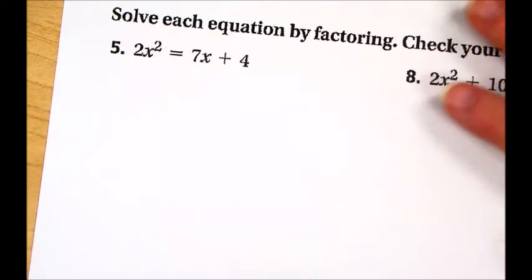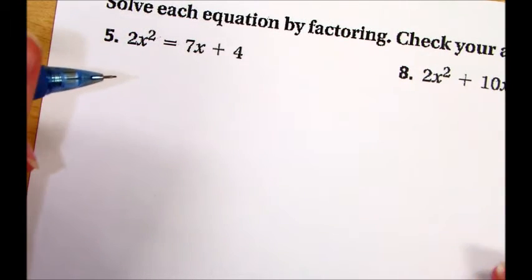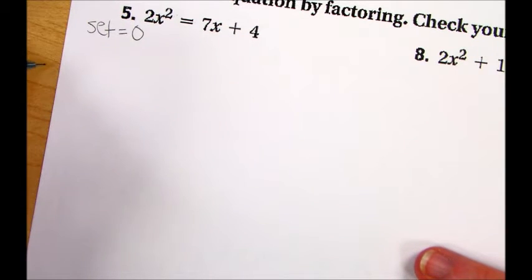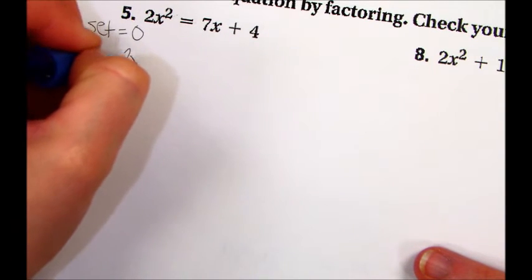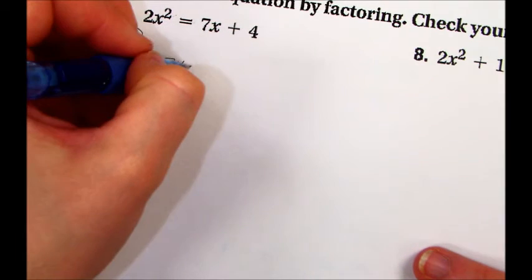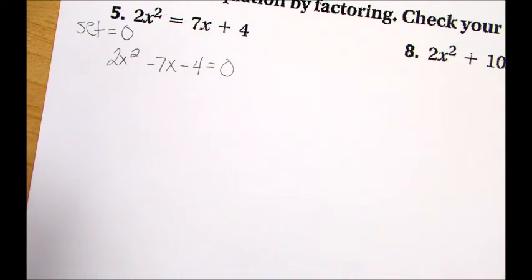The back deals with solving. Like the first step you need to do, guys, you have to have it set equal to 0. Okay? Step 1, set equal to 0. So I'm going to keep the 2x squared here. I'm going to bring the 7x over by subtracting it and bring the 4x over by subtracting it. Now it's set equal to 0.